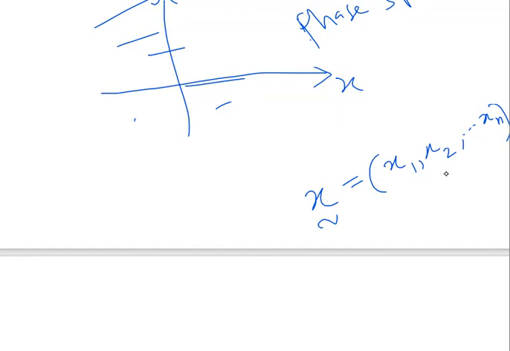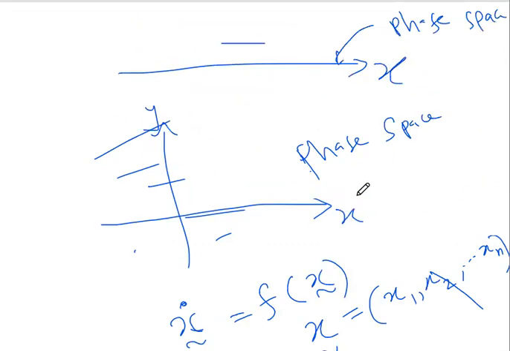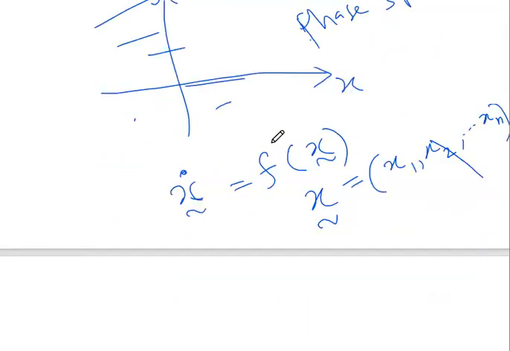So I don't use this one. I always use vector notation, like this. These are the state variables, the state of the system. The state of the system evolves according to this rule. F is the rule, according to a set of rules or equations.